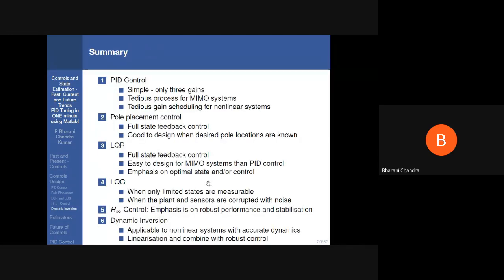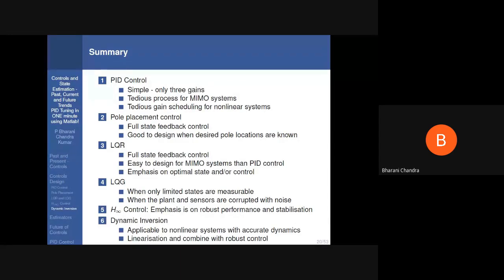So this is the summary of my control design. The PID controller is simple. Only three gains are required: KP, KI, KD. It is a very tedious process for a multi-input, multi-output system. And how to apply it to a nonlinear system, I have not discussed in detail, so let me throw some light on this one.